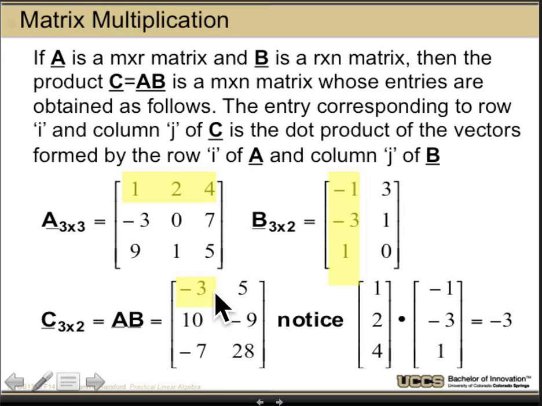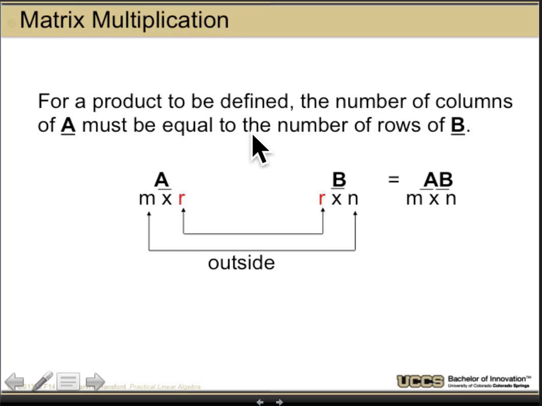Now notice that this wasn't square, so now I have to be a little careful. If we're going to define multiplication of a product, we have to make sure we have the same shape on the inside. So I have an m by r matrix, m rows by r columns, times something that is r rows by n columns, and the result of that product in general is an m by n matrix.